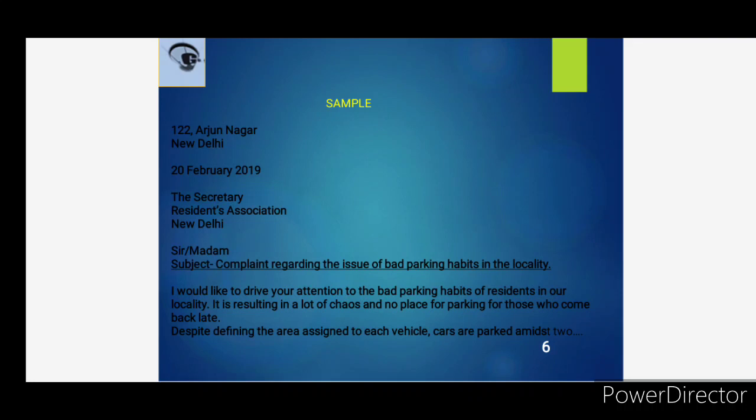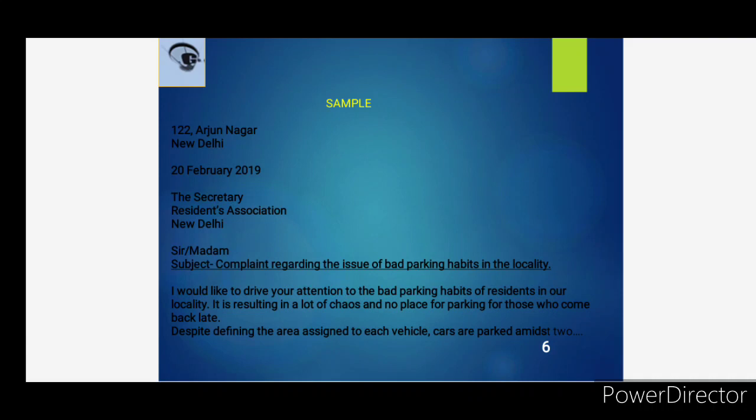It is followed by date. Like the correct way of writing date is 20 February 2019, followed by addressee's or receiver's address. Say for example, the Secretary, Residents Association, New Delhi. Here also, we write addressee's address without any punctuation mark, followed by salutation, sir or madam, to whom you are writing the letter. And then comes subject in one line. Complaint regarding the issue of bad parking habits in the locality.